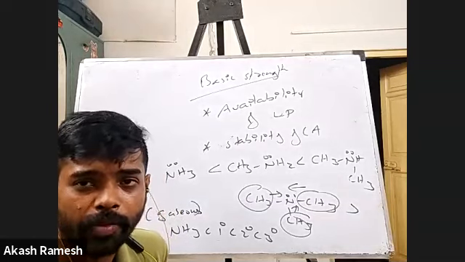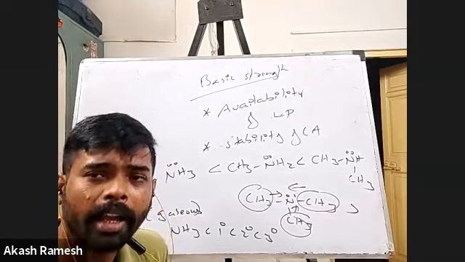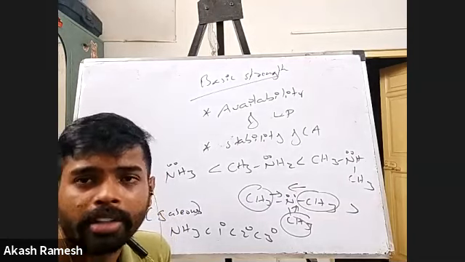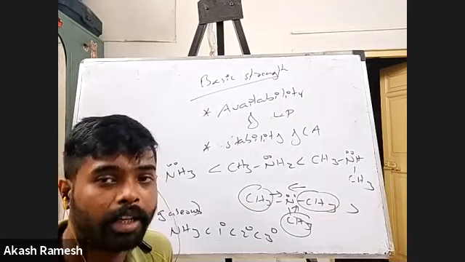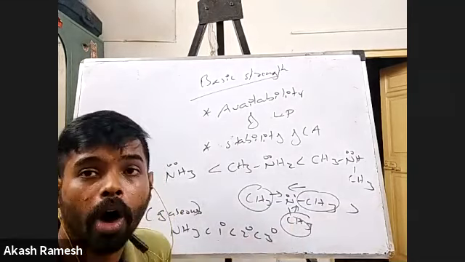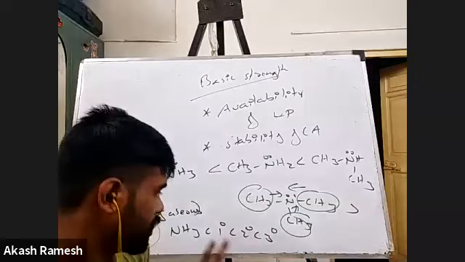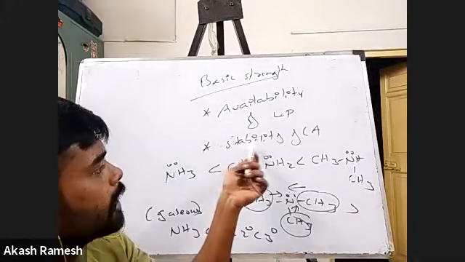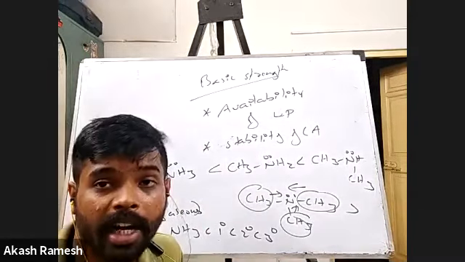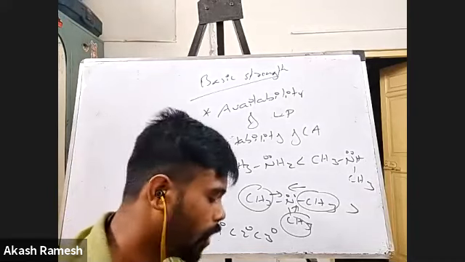So if it's in the gaseous phase, the only criteria we can use for deciding the basic strength is the availability of the lone pair. There is no other criteria which we can use, right? But if I go for the aqueous phase, if I'm going to dissolve these compounds in water, in that case, this is one of the criteria. But other than that, the stability of the conjugate base or the conjugate acid also comes into the picture. Okay, so we'll see how, right?